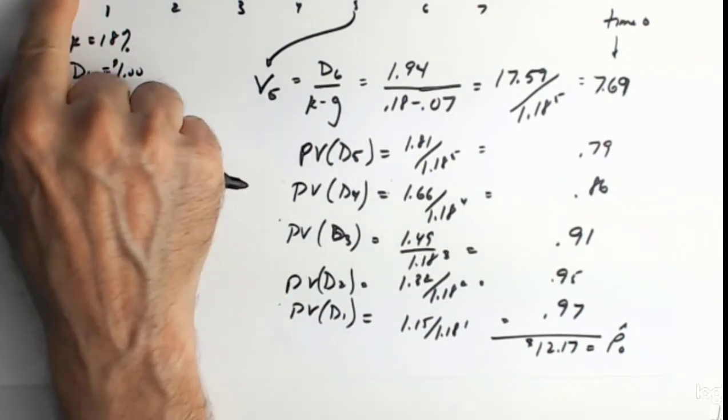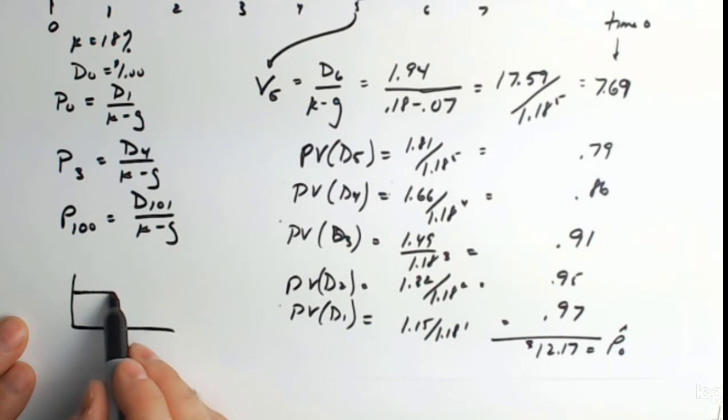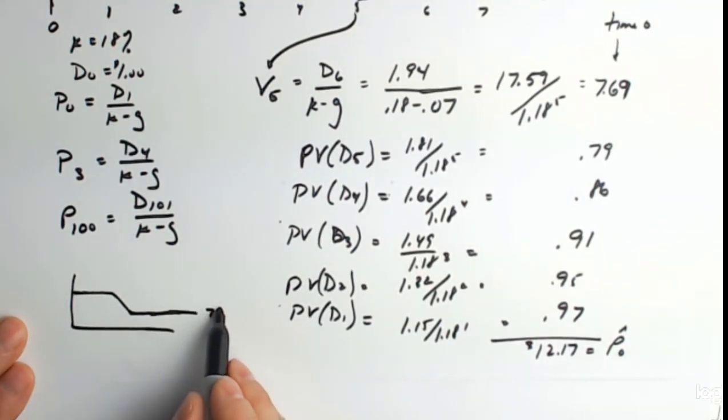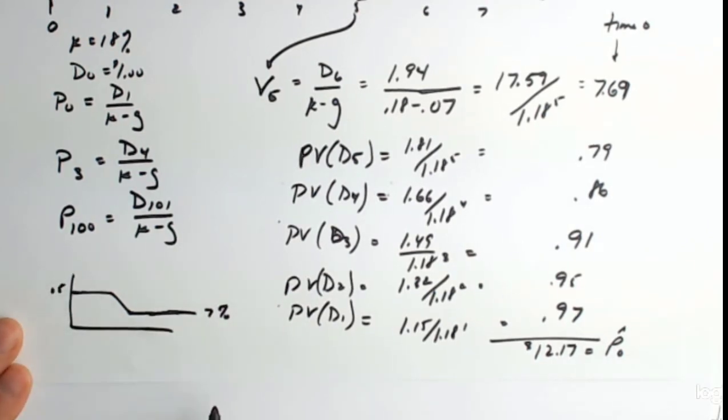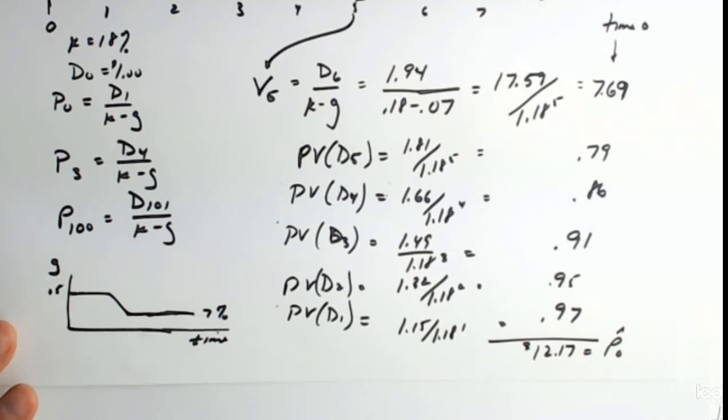And so here you got constant 15%, so it kind of looked like this, 15%, then it transitioned, and leveled off at a sustainable growth rate of 7% over time. And this would be g here.